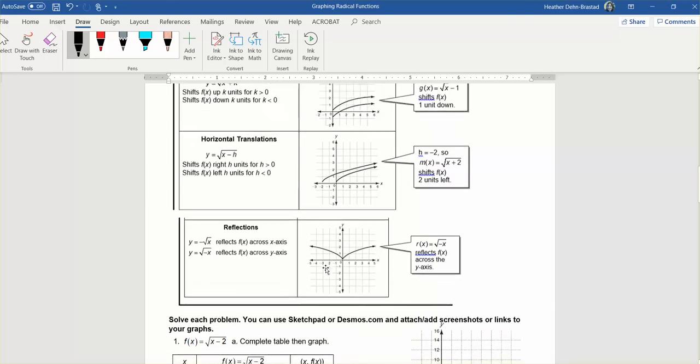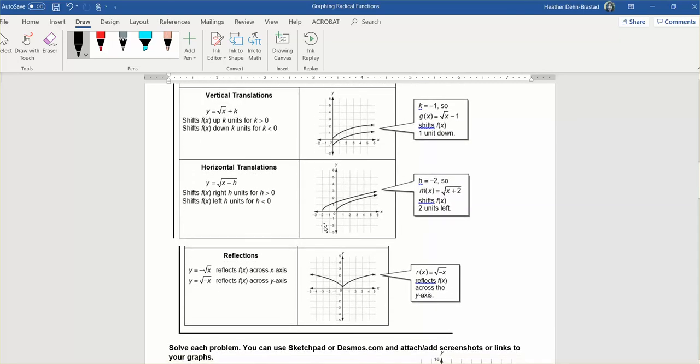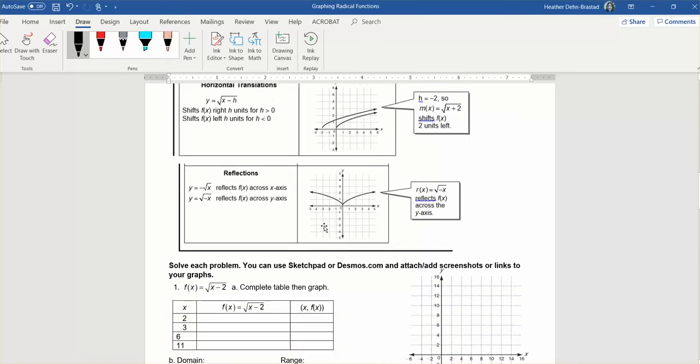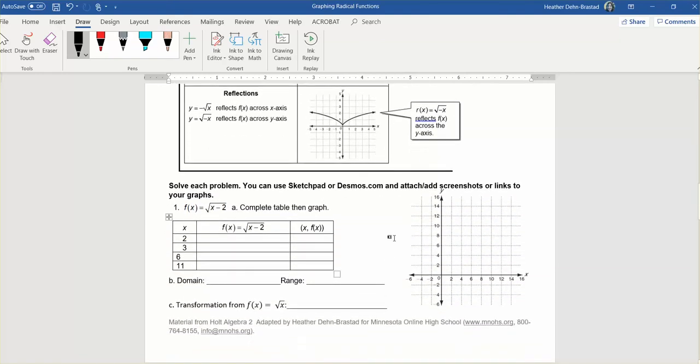So you can use these rules to help you determine what the translation or reflection is. But you can also look at your graph and also graph the parent function and see if it moved left, right, up, or down, and or if it was reflected over the x or y axis. Some of these only have one transformation, but several of them have two. So here's the first one, says the square root of x minus 2.